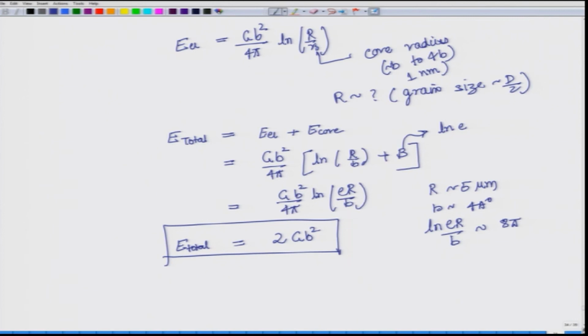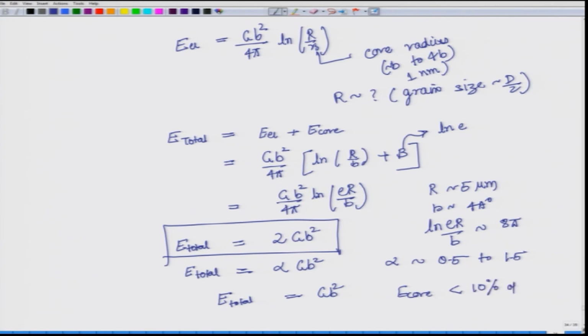Now, there are certain assumptions already made over here. So, in order to make sure that those assumptions remain assumptions, we can change this 2 to an unknown parameter alpha. So, E total becomes alpha G b square, where alpha is usually found to be of the order of 0.5 to 1.5. As a first order of approximation, E total is equal to G b square. And another thing that you would realize is that E core should always be less than 10% of E total.